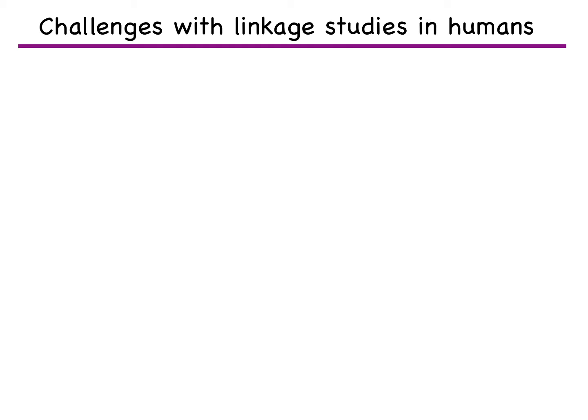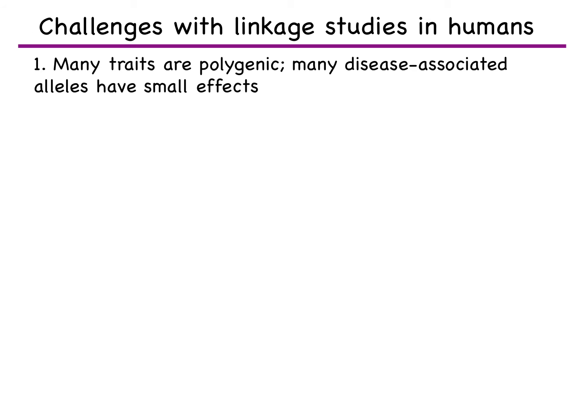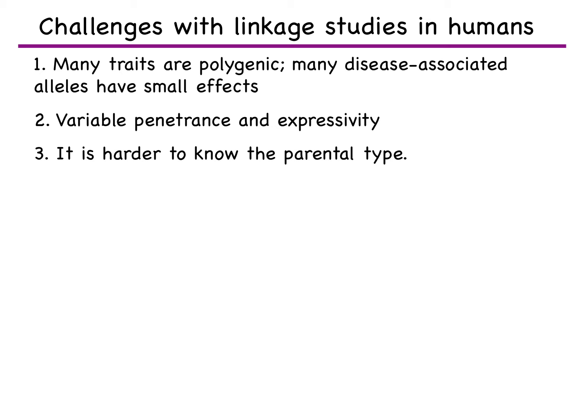So this is, again, a list of all the challenges you have to deal with when you're trying to map genes in humans. It turns out many traits are polygenic, which means that the traits have multiple genes that contribute to that trait. Another challenge is that there's variable penetrance and expressivity. These are terms you talked about in the last lecture. Somebody might have the genotype, but they either don't exhibit the phenotype, or the phenotype varies considerably depending on the genetic background of that individual. It's also much harder to know the parental type. For example, you can't do a test cross with a human, right?